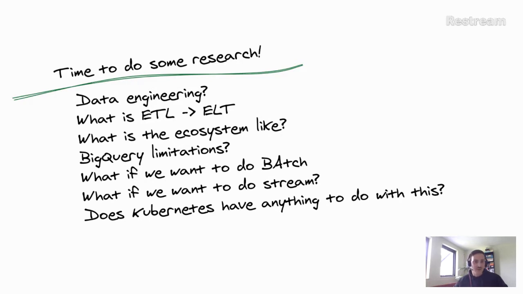What is ETL, which apparently stands for extract, transform, load? And why do we now want to be doing extract, load, transform? And then what is extract, load, transform? Also, what is the ecosystem like? So what are people usually using? But also what should we be using? So like what is old, what is new, what is legacy? Our end users were using BigQuery. So are there certain limitations there that we should be taking into consideration? How is BigQuery currently being used? Like all these kinds of questions.